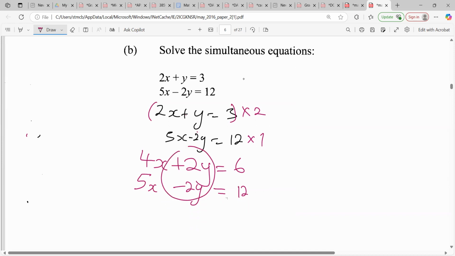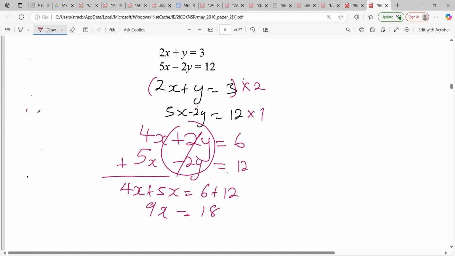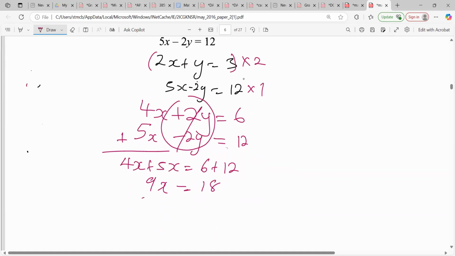So if we add, we automatically get rid of y. So 4x plus 5x, and the y terms are 0. And then 6 plus 12. So this will equal 9x equals 6 plus 12, which is 18. So the value of x will work out to 2, because 9 into 18 goes 2 times.